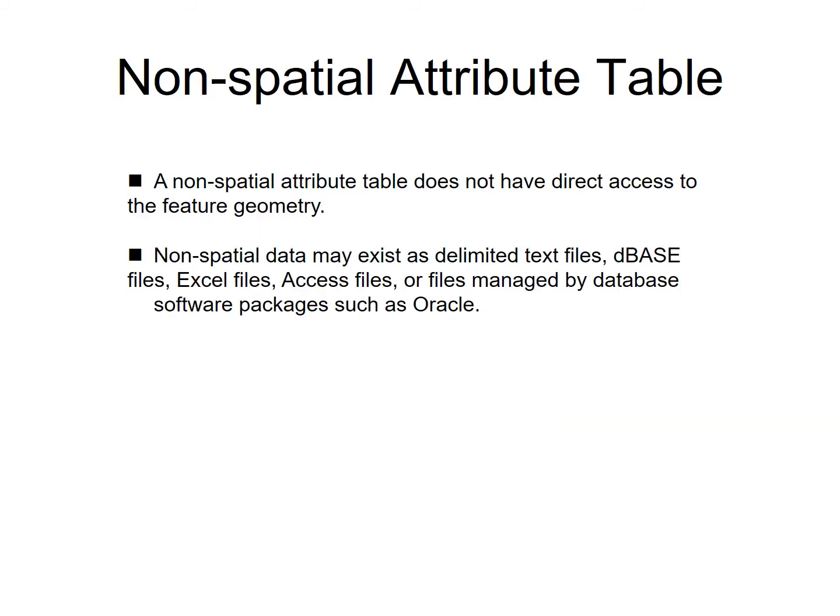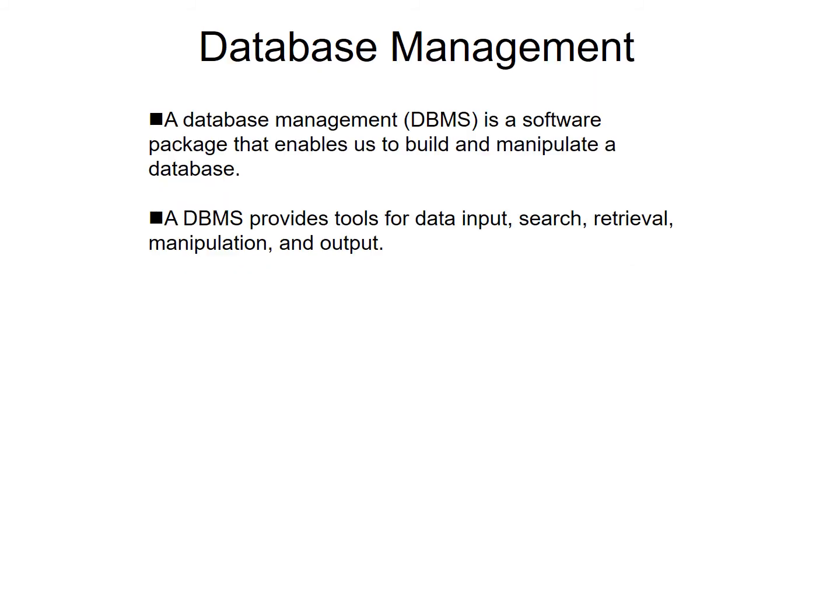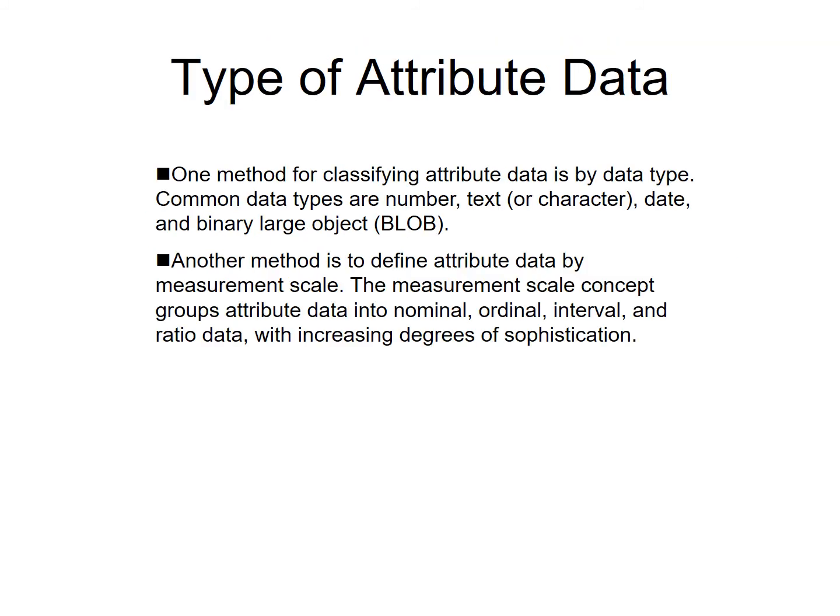A non-spatial attribute table does not have direct access to the feature geometry, and non-spatial data may exist as any number of other files that can be linked to it. A database management system is software that enables us to manipulate a database. Types of attributes, the things that we look at: numbers, text, characters, dates, binary, large objects, etc.